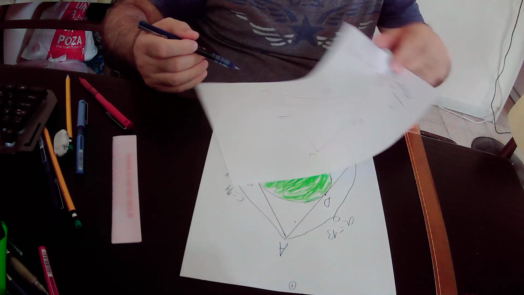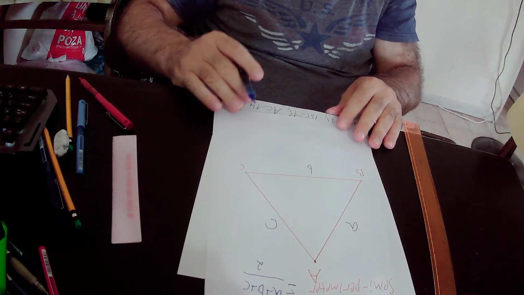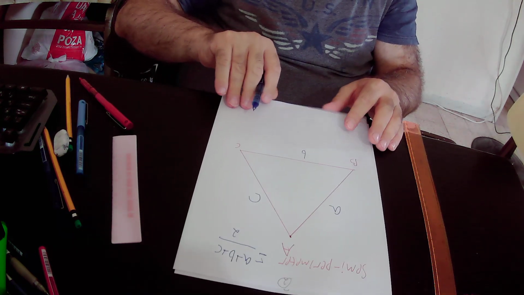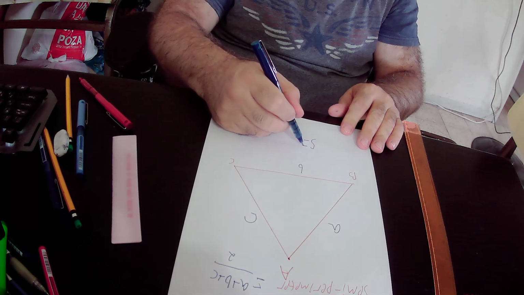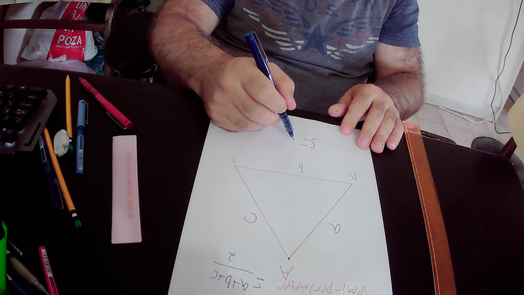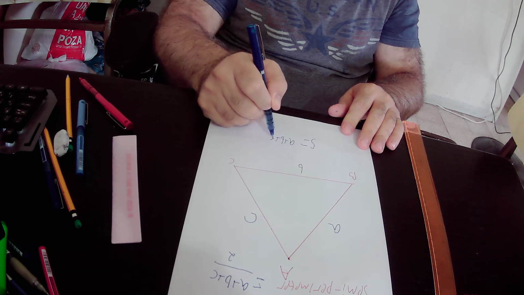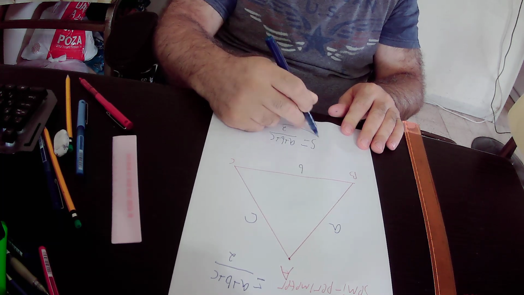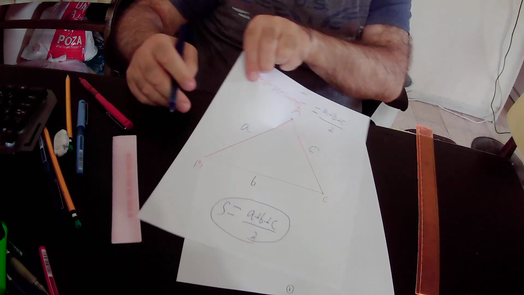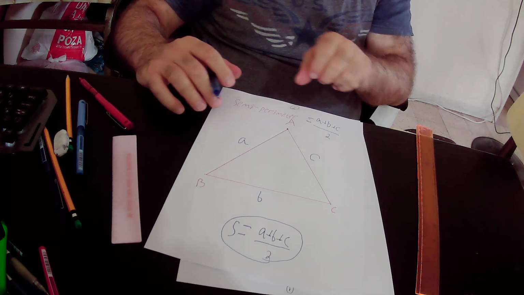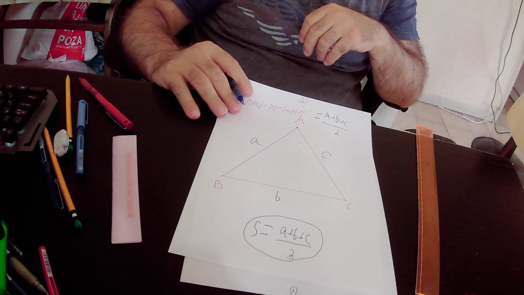So the semi-perimeter of this triangle ABC actually equals S. S is the abbreviation for semi-perimeter, that equals A plus B plus C over 2. Again, S, the semi-perimeter of this triangle ABC, equals A plus B plus C over 2.